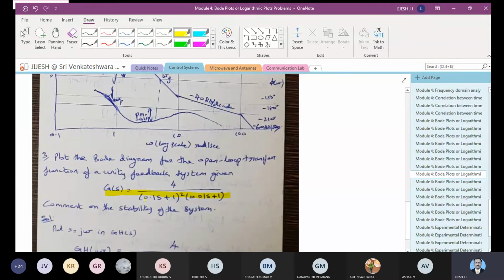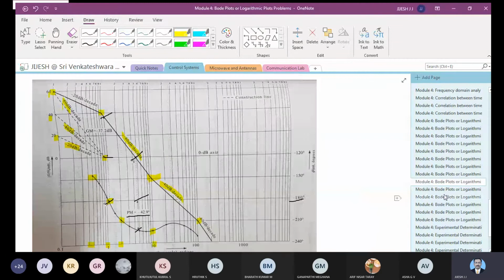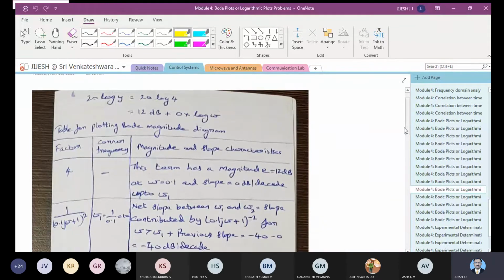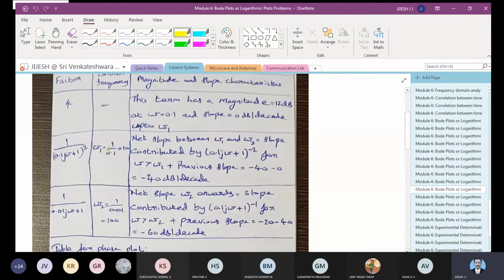So the problem is 4 divided by (0.1 s plus 1) whole square into (0.01 s plus 1). You can try solving it. You will get a table like this, and based on the table, you have to do the plot. The corner frequencies will be 10 and 100, and you should take them in ascending order. You can see that it will be (0.1 j omega plus 1) square and (0.01 j omega plus 1).